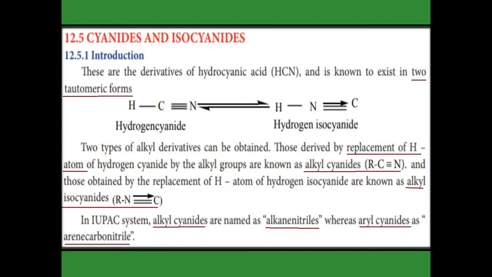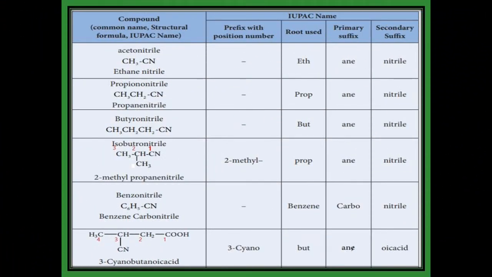Alkyl cyanides are called alkane nitriles in the IUPAC name. Aryl cyanides in the IUPAC name are called arene carbonitriles. You will see this in the coming slides. For CN in IUPAC we use the suffix nitrile.